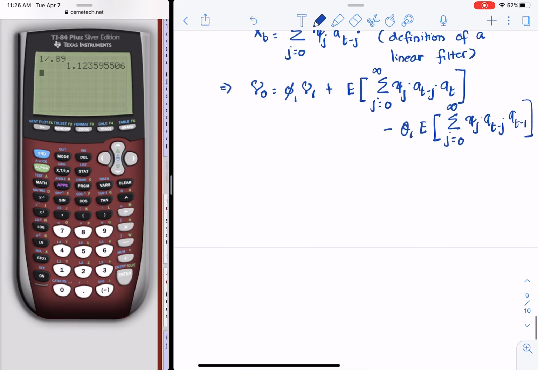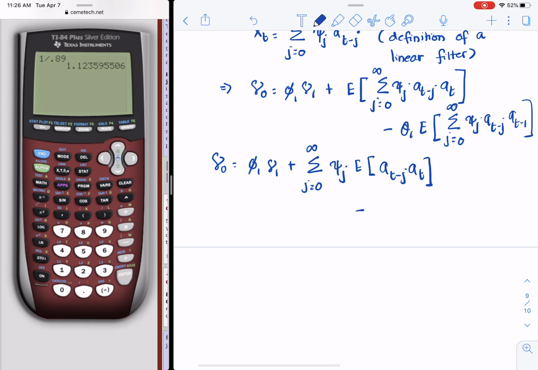I could pull the sum out due to linearity of expectations, and I'll have expectation of a t minus j times a t, minus theta 1 sum j equals 0 to infinity psi j expectation of a t minus j and a t minus 1.